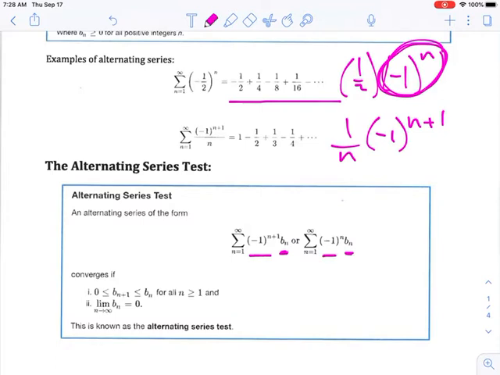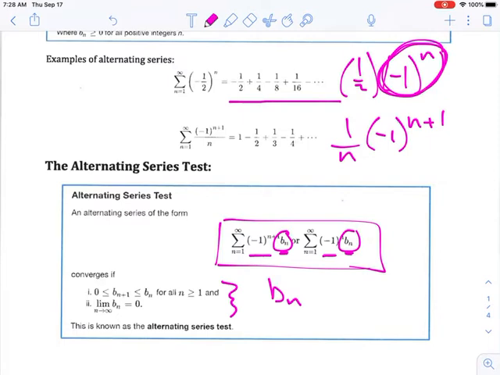So if we have an alternating series in either one of these forms, then the series will converge if these two things are true. Number one, it has to be a decreasing function. And what we're talking about here is 0 is less than or equal to b sub n plus 1, which is less than or equal to b sub n. Now remember, the b sub n here is the non-alternating part. It's the sequence.